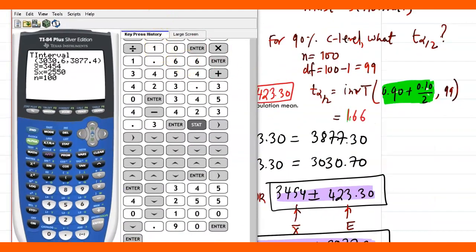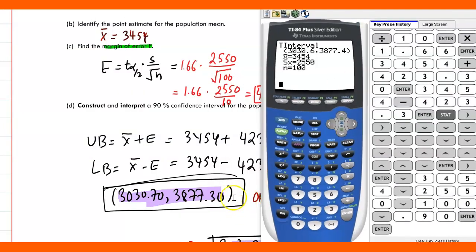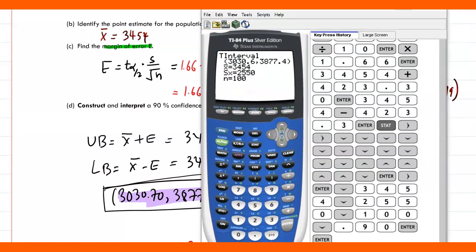Similar, not exactly the same, but you can see 3030.70, but you have a 6 here. But the homework is just a little 0.1 error tolerated, okay, you're good. Another one with 3877.30, and in homework that error is going to be tolerated. That's how you find the confidence interval for the population mean using a calculator.